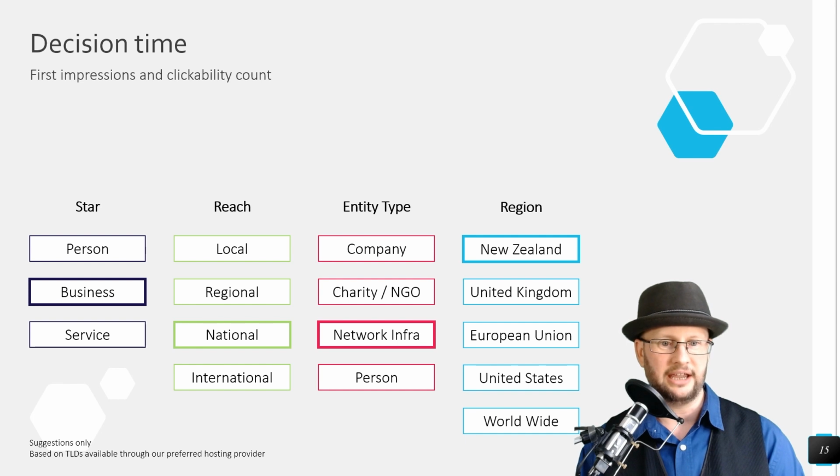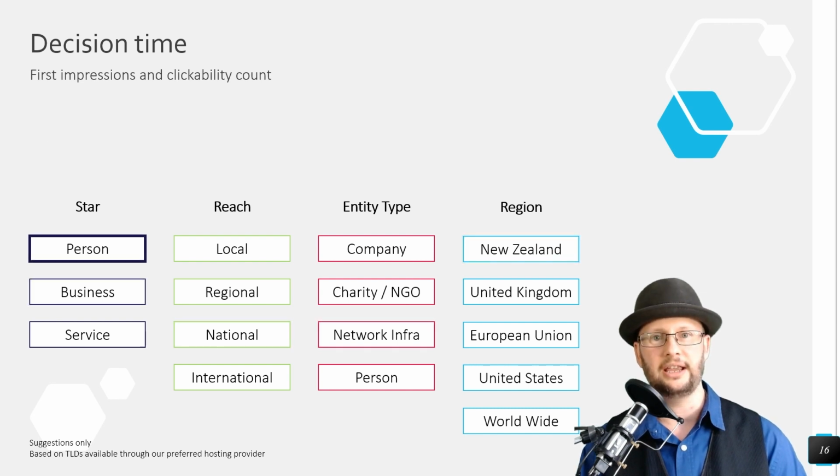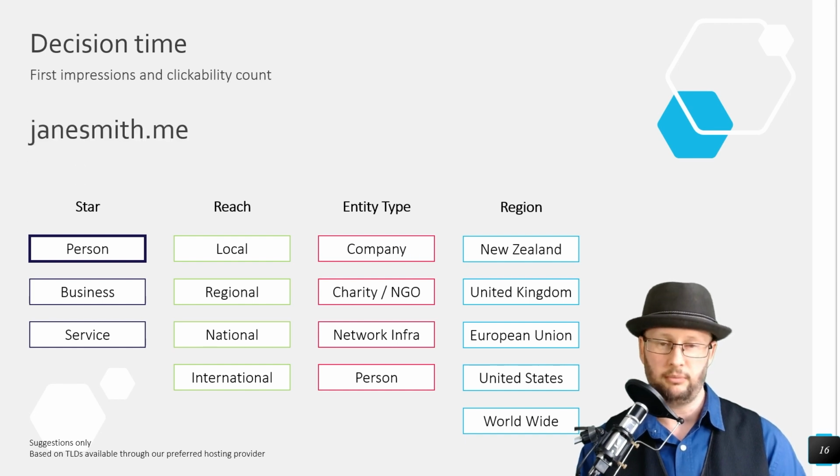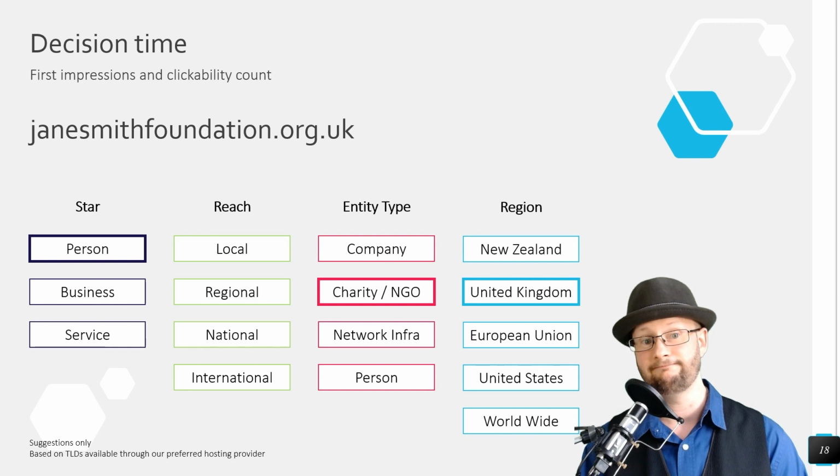Let's have a look at a business that provides national network infrastructure in New Zealand. And that might be megamobile.net.nz. So the name of the company, the type of network infrastructure it provides, and the region there. What about a single person who is running a consultancy? It might be janesmith.me. But what if that was a charity or an NGO? And what if that charity or NGO was based in the UK?